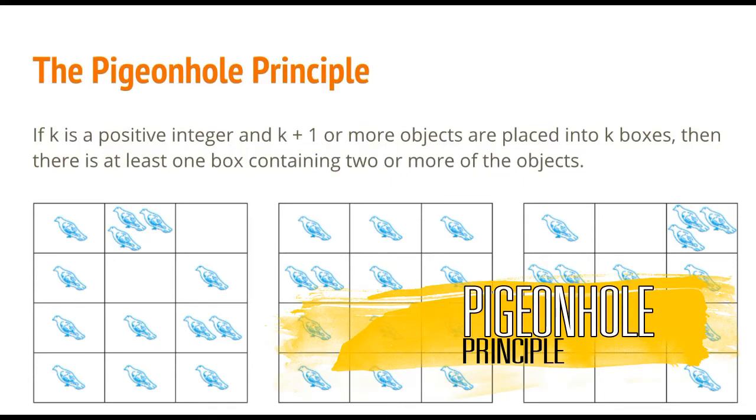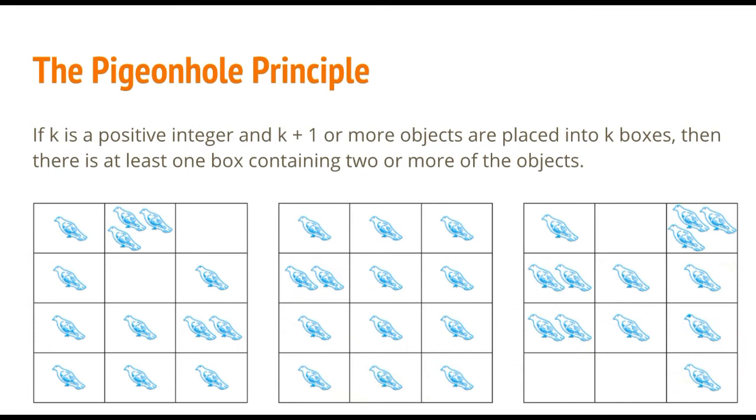In this video, let's introduce an important concept in discrete mathematics, the pigeonhole principle, which states that if k is a positive integer and k plus 1 or more objects are placed into k boxes, then there is at least one box containing two or more of the objects. Say, for example, in this box.